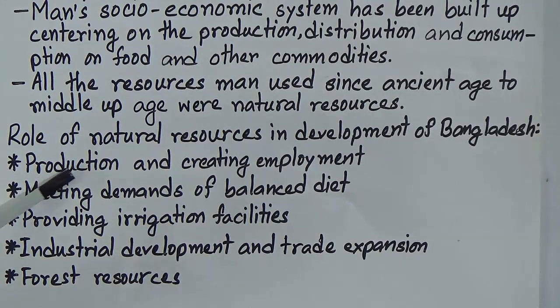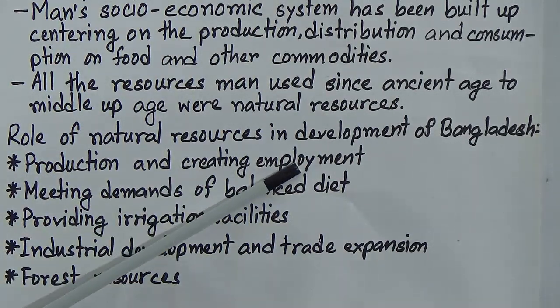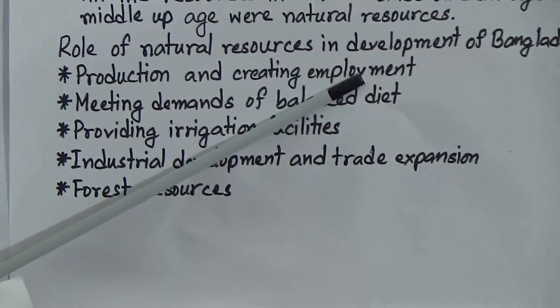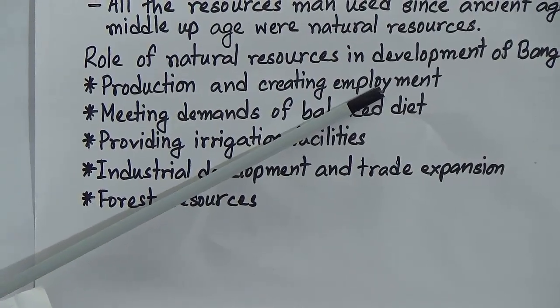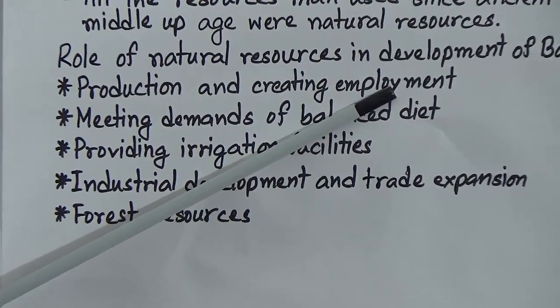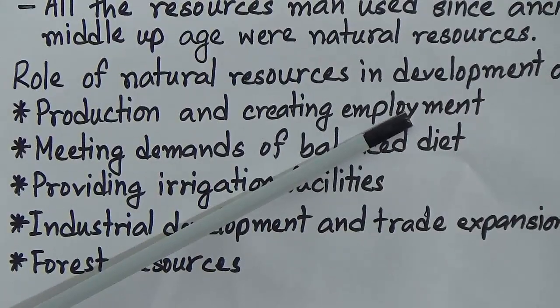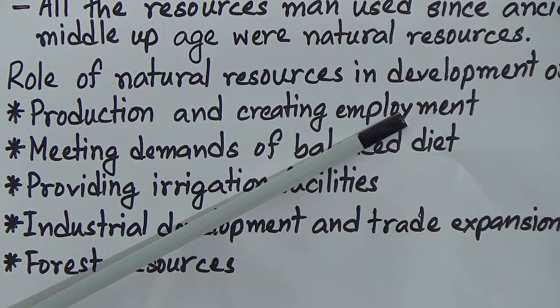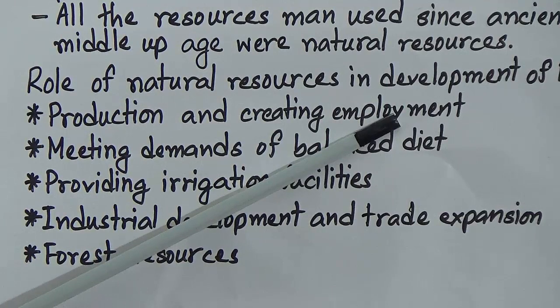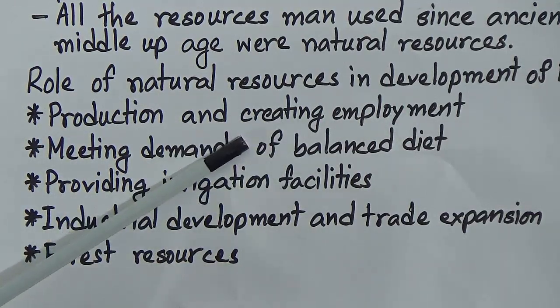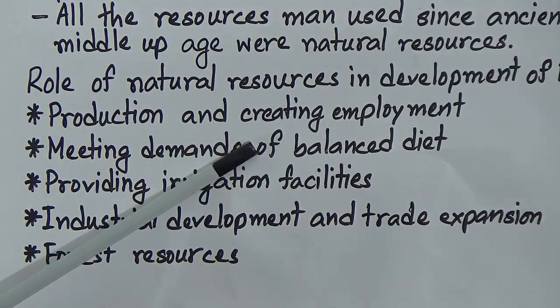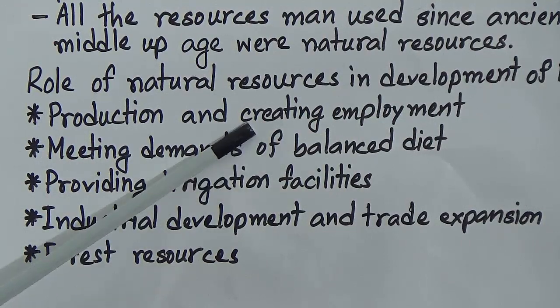Now, first one, production and creating employment. And we know ours is an agrarian country. That means our economy is based on the production of crops and maintenance of farmland. We can increase our production by proper utilization of fertile soil. We should use advanced technology in agriculture. Production will rise and new employment will be created in villages.